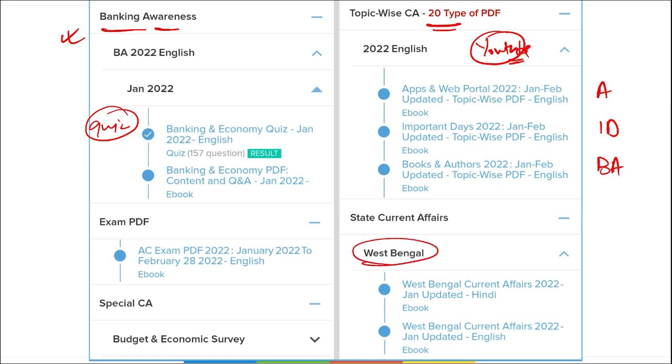Here you can see the current affairs and all the content that we provide you is bilingual. That means we provide it in English as well as in Hindi. Alright, so all the students who are from the Hindi language will also be benefited through our course.